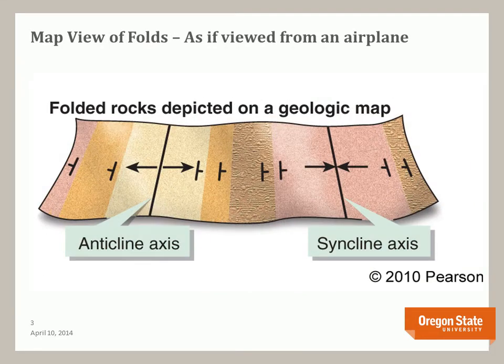So if we went up in an airplane and we looked at an eroded portion of a folded area, we would see something like this. Here's the axis of the anticline and the axis of the syncline. Notice the layers dip away from the anticline and towards the syncline. And this is where I was talking about how in the interior, the cores of eroded anticlines, you have old rocks that get progressively younger as you move away. In the syncline, the younger rocks are in the core, and the older rocks are on the outside.